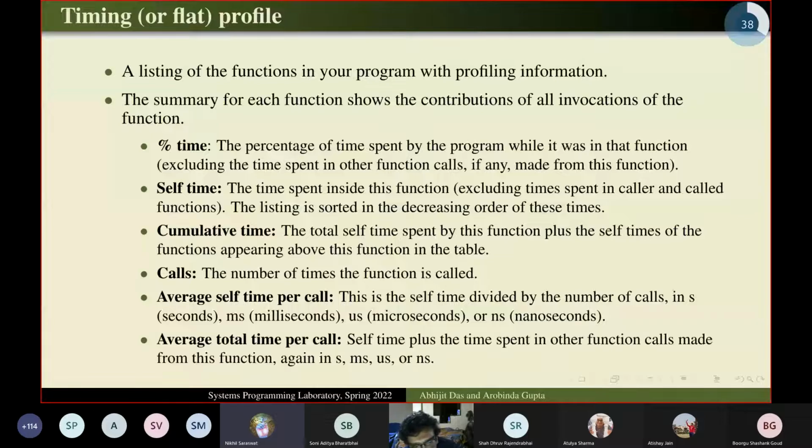And what else? Average total time per call. Now this includes called functions: self time plus the time spent in other function calls made from this function. This somewhat makes sense, but this has nothing to do with the cumulative time. Once again, it is usually reported in second, millisecond, microsecond, or nanosecond. So let us see an example.